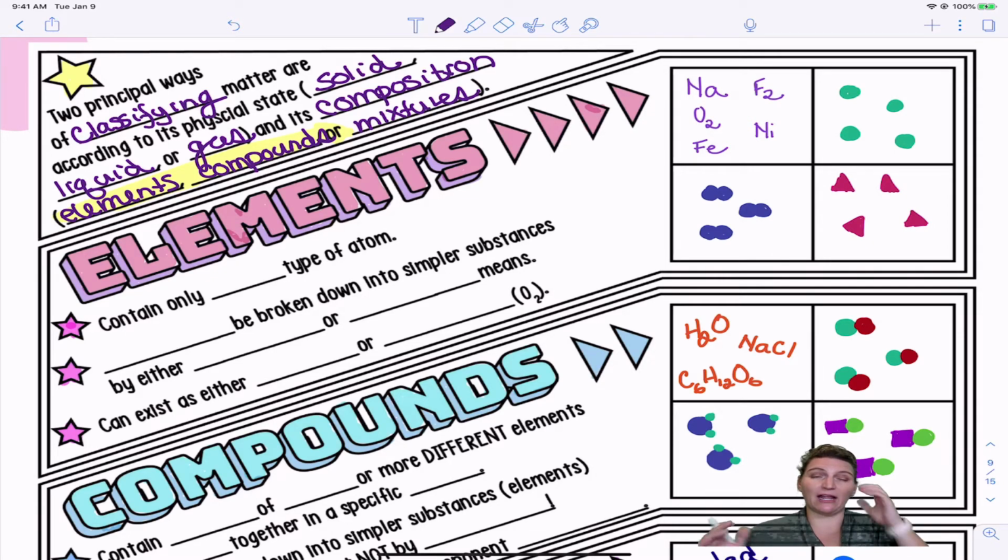And elements can exist as either atoms or molecules. Something like the metals, iron, nickel, but even sodium, uranium, calcium, those exist as atoms, but a lot of the nonmetals actually exist as molecules. So oxygen in the air we know is O2. You've learned that in biology.